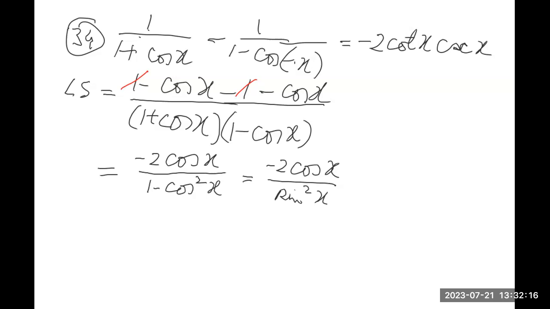Now notice what we want here is negative 2, which we already have, and then we want a cotangent. So how do you get a cotangent out of this situation? You think of sine square as being sine x times sine x.